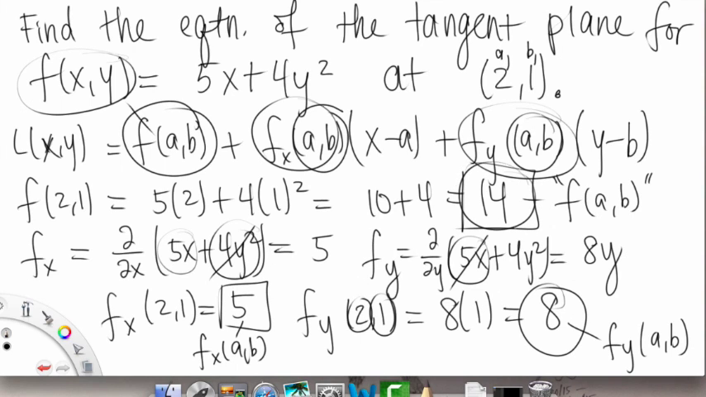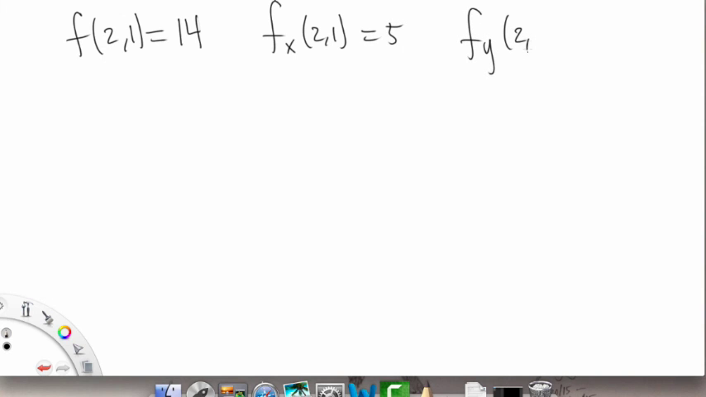Okay, and then we know that a is equal to 2, and b is equal to 1. Alright, so let's plug in all of this information on the next slide. So we have that f(2, 1) is equal to 14, f sub x of (2, 1) is equal to 5, and f sub y of (2, 1) is equal to 8. And then we know a equals 2 and b equals 1. Alright, so let's plug this in.